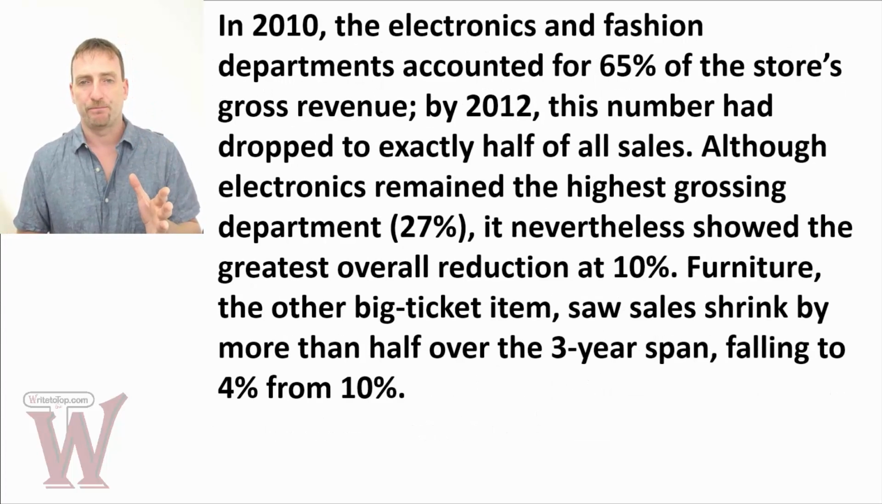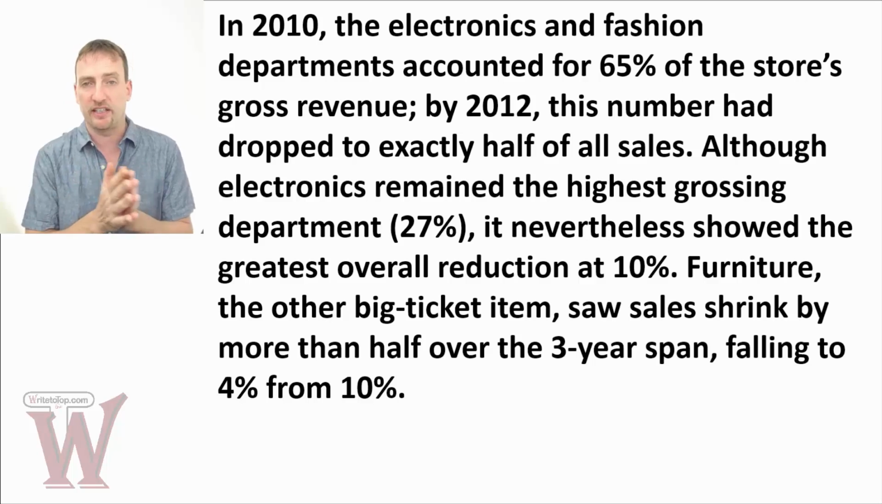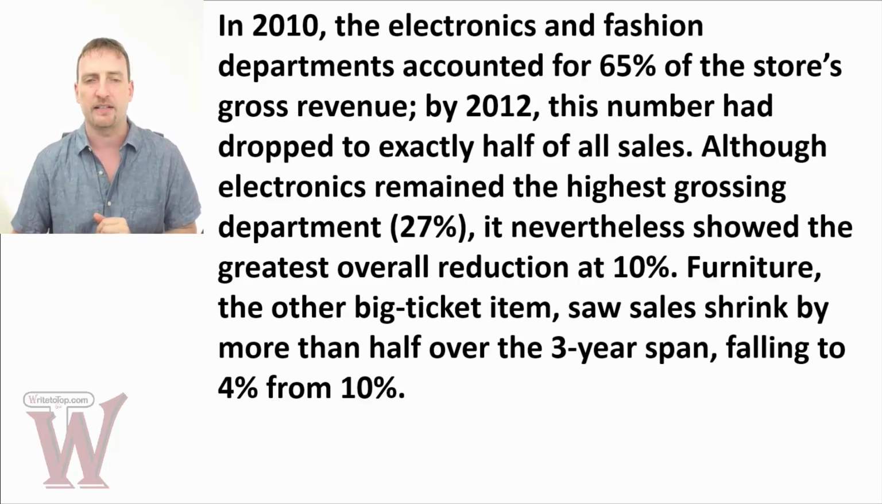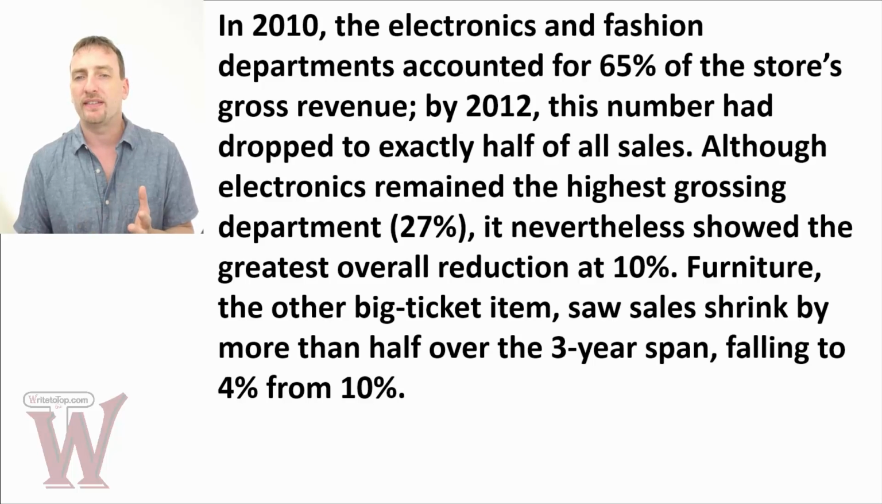In 2010, okay, so I'm starting by looking at the years as well, but I'm also going to look at my items. In 2010, the electronics and fashion departments accounted for 65% of the store's gross revenue. By 2012, this number had dropped to exactly half of all sales. Although electronics remained the highest grossing department, 27%, it nevertheless showed the greatest overall reduction at 10%.